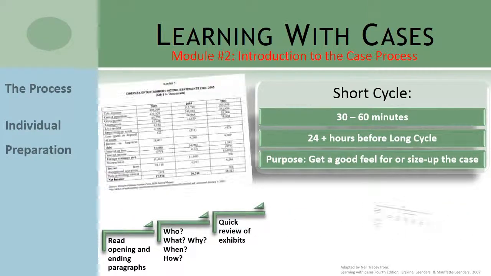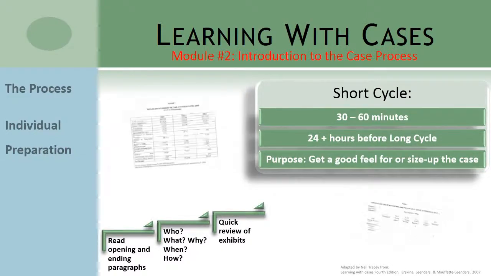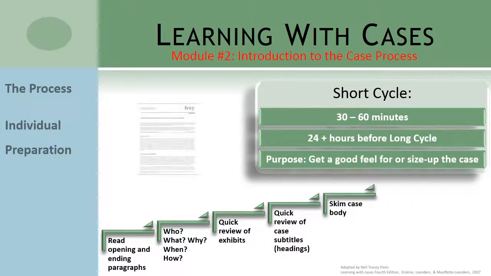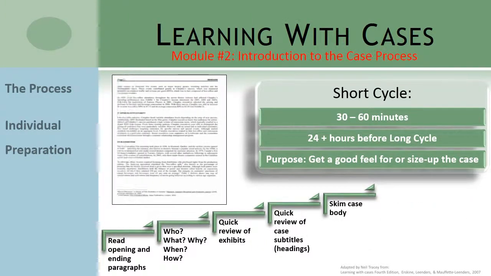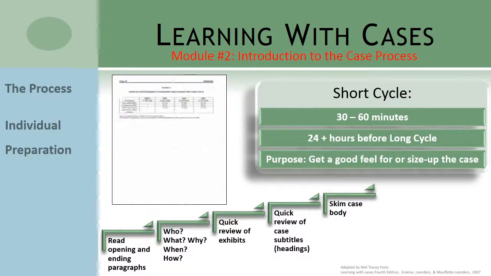The next step is a quick review of the exhibits. This will give us a better understanding of what information is provided within the case and can also give us an idea of the types of analysis that will be required in developing our recommended solution. From there, you'll quickly review the case headings and subtitles and then skim the body of the case to get a better understanding of the information and tools you have to work with and the types of analysis that will be required.